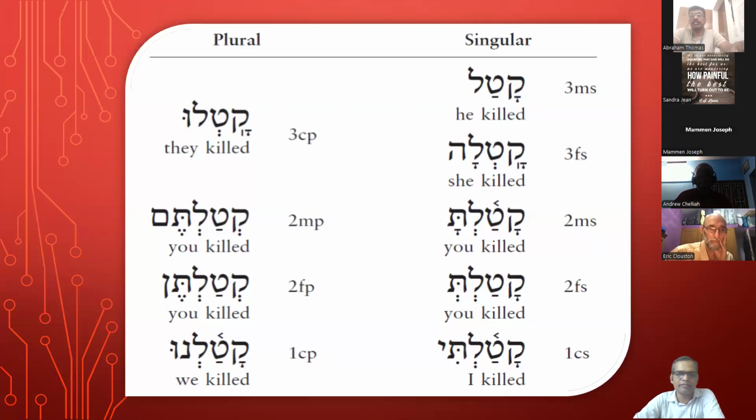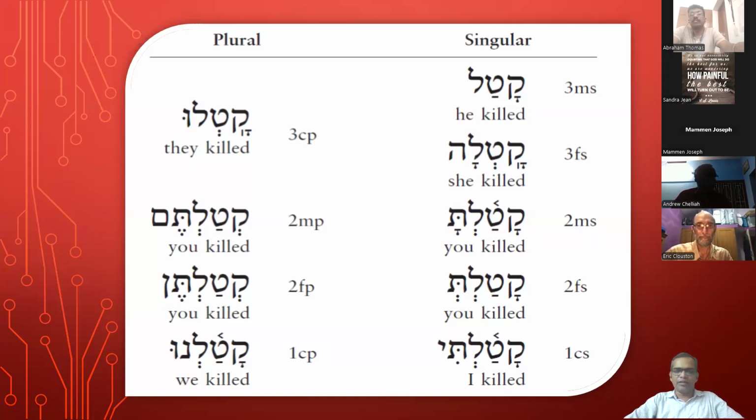Then ketaltem, second masculine plural, meaning you killed. The ending is tem. So to katal, tem is added, so it becomes ketaltem. Then for second feminine plural, it is ketalten, meaning you killed. First common plural, katalnu. Okay, nu is added. All right. So what will be confusing here is the vocalization, the vowel changes. Okay, so that's what I'm going to explain to you now.